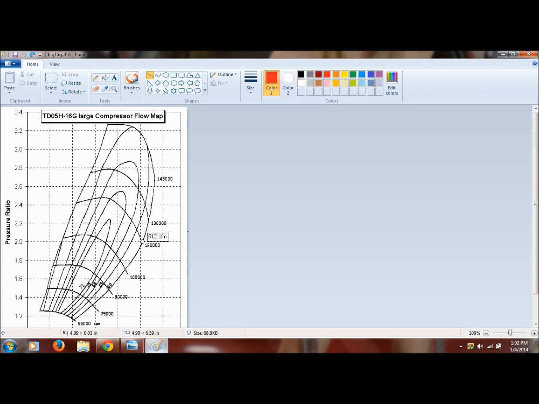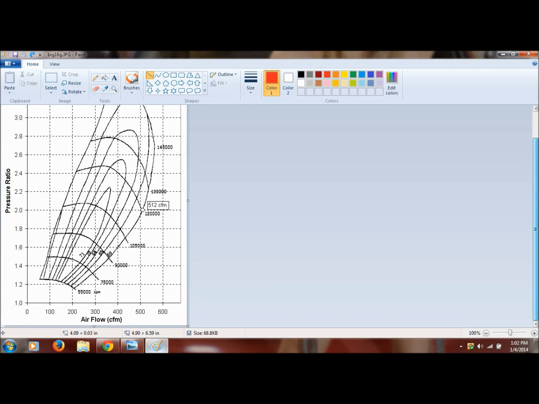A few facts that we should take note of are a turbo's flow. It's usually measured in CFM or pounds per minute. These are numbers that you can see across the bottom of the compressor map. Let me scroll this down so you can see it. Right here at the very bottom, you'll see CFM. It takes approximately 1 pound per minute to support 10 flywheel horsepower.